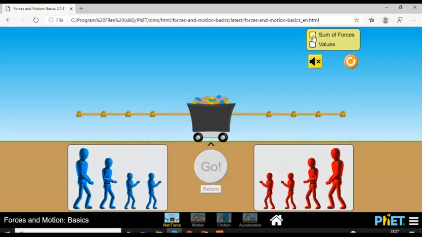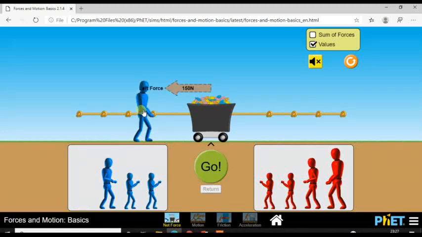In this, first I will take only the blue team. This is the tug of war. There are two teams, the blue team and the red team, and they are going to play the tug of war. Now I will take one person from the blue team, and he is going to apply 150 Newton and pull this cart towards the left.